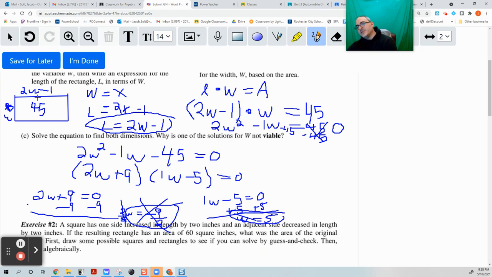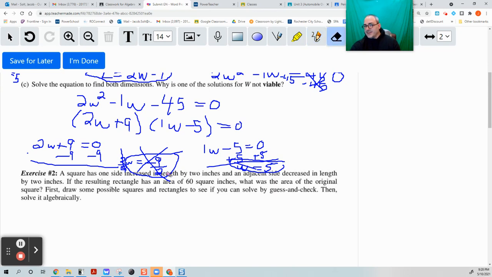Okay, so what's w? W is 5. And then if the length is 1 less than 2 times the width, then 2 times 5 is 10, minus 1 is 9. So this is equal to 9. And think about that. If the length is 9 and the width is 5, the area is 45. It all fits. It's all beautiful. The world makes sense again. All right? That's how it's done.